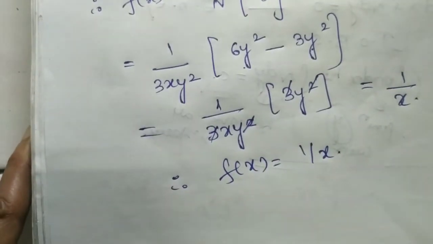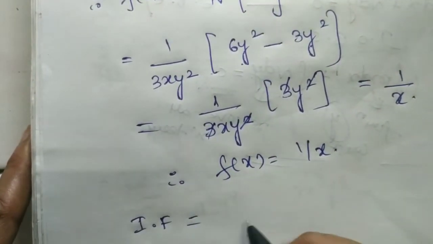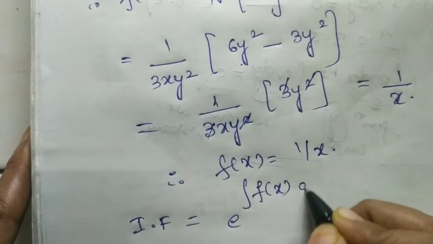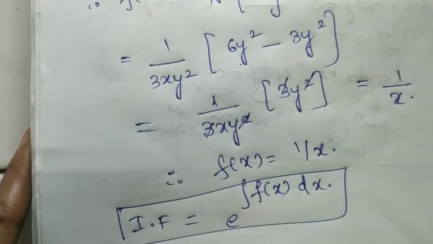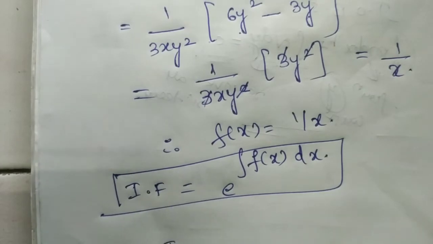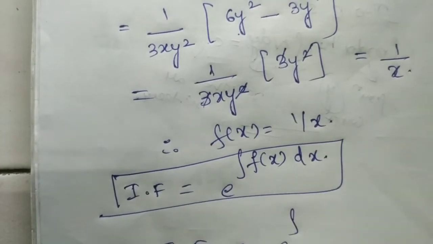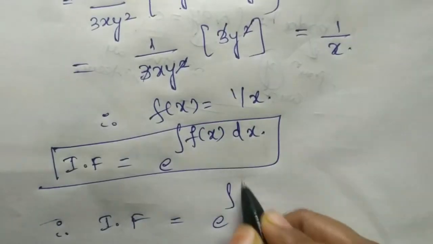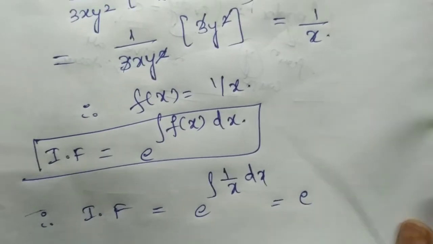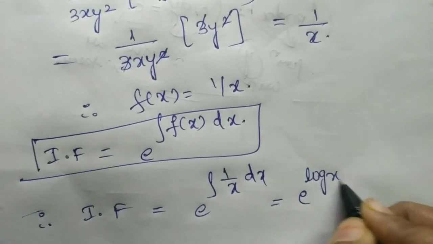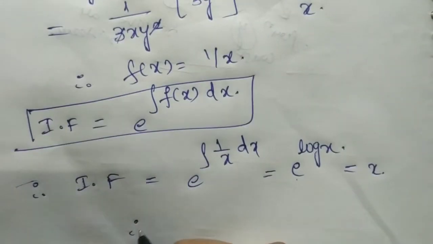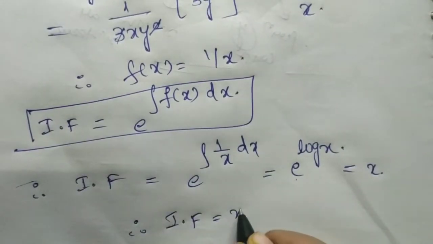Next, coming to the integrating factor. The integrating factor formula is e power integration of f of x dx. So the integrating factor equals e power integration of 1 by x dx. Integration of 1 by x is log x, and e power log x is nothing but x. Therefore the integrating factor equals x.